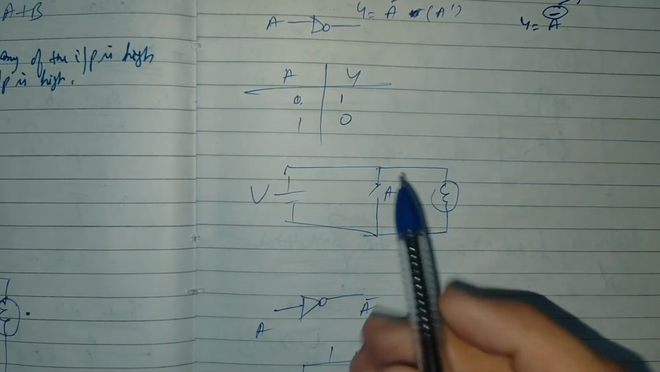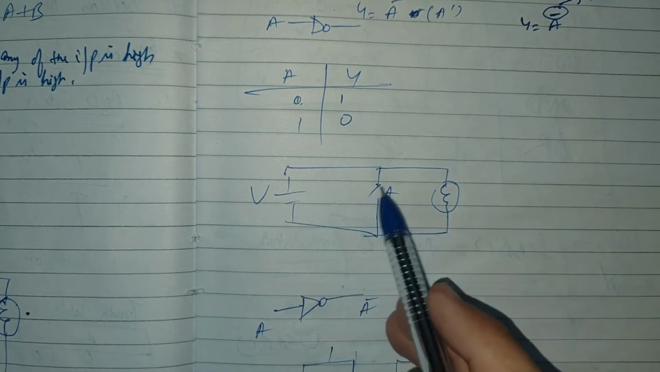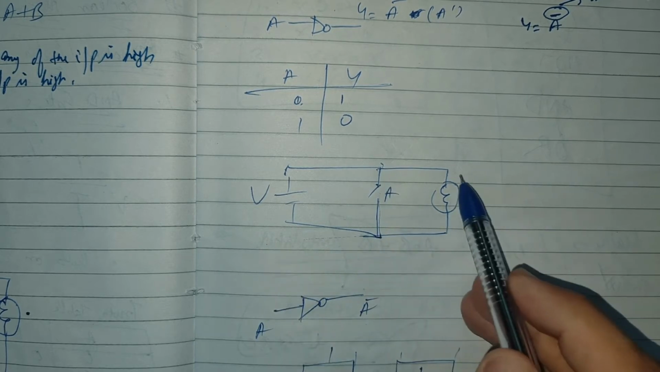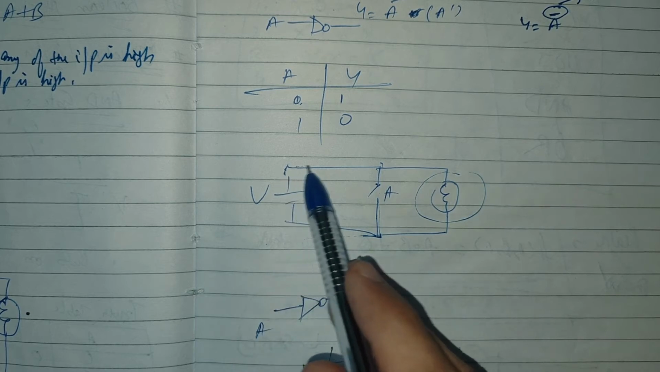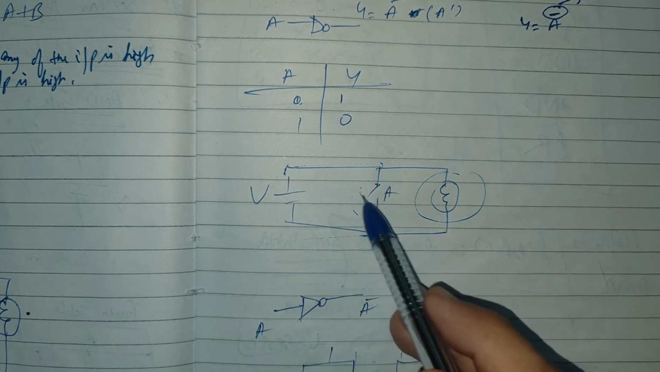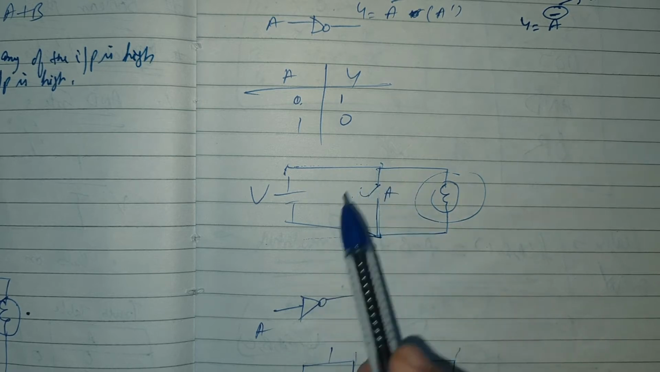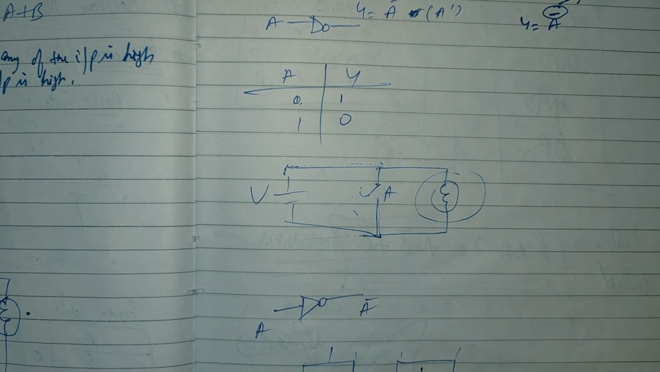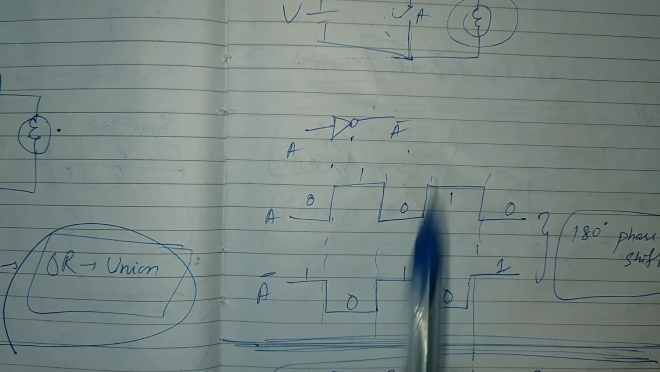It would be something like a switch in parallel with the load and voltage source. So if A is 1, then the current will flow through the low resistance path and the output through the load would be 0. If A is 0, the resistance here would be infinite because it is an open circuit. So the current will flow through the load and the output would be 1. We can see A inverter, A complement.